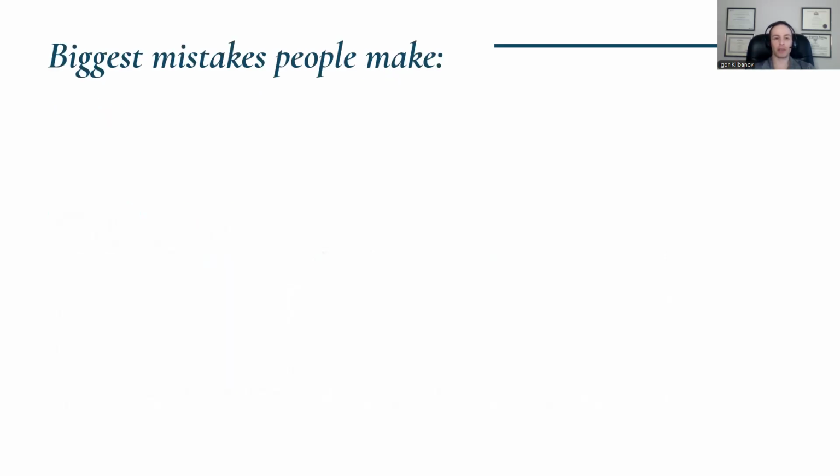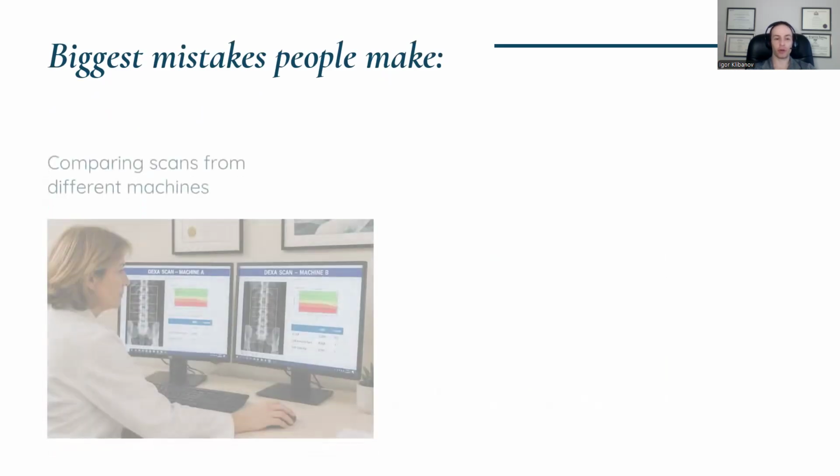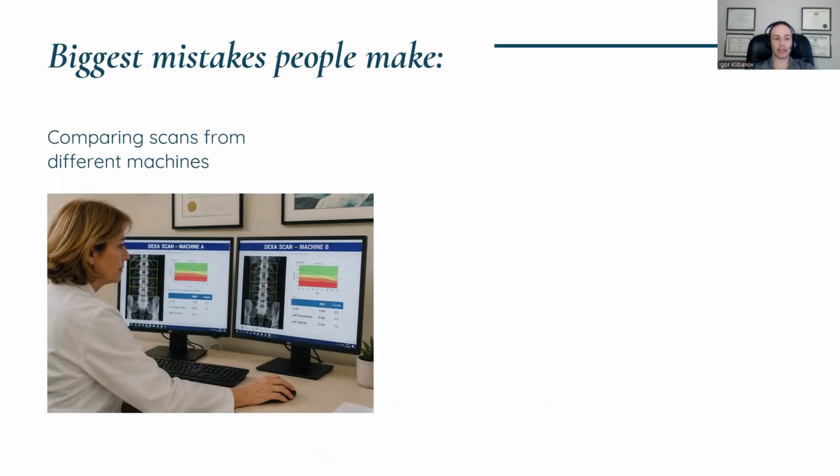Now let's talk about the biggest mistakes people make when it comes to DEXA scan interpretation. One mistake is comparing scans from different machines. DEXA scans have decent accuracy, but not perfect accuracy. So ideally, you scan on the same machine every time. And if you do get two scans with two different machines, and they are within 1 to 2.5% apart, that's still within measurement error. Now, if the gap is much bigger than that, then you can probably attribute that to legitimate changes.